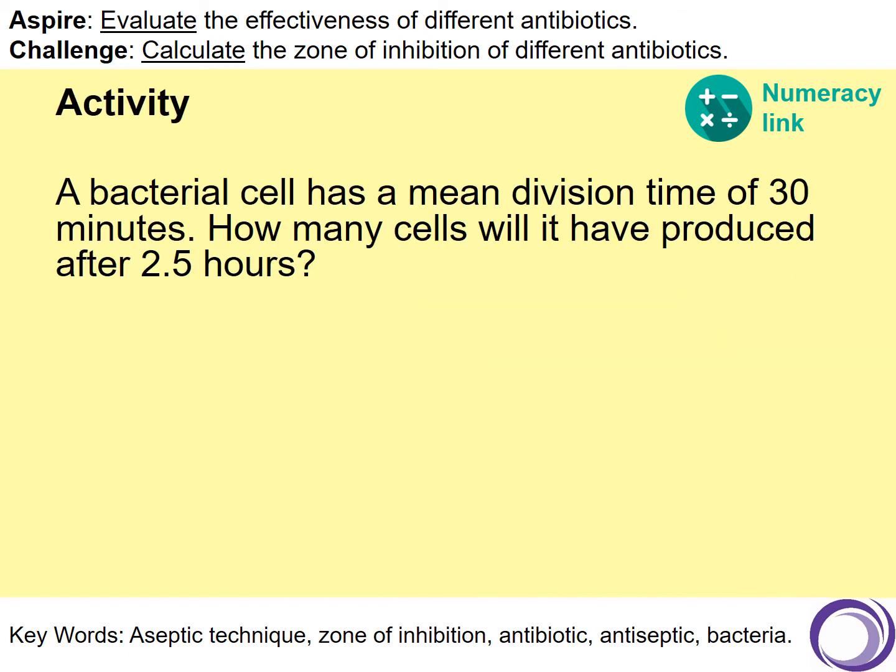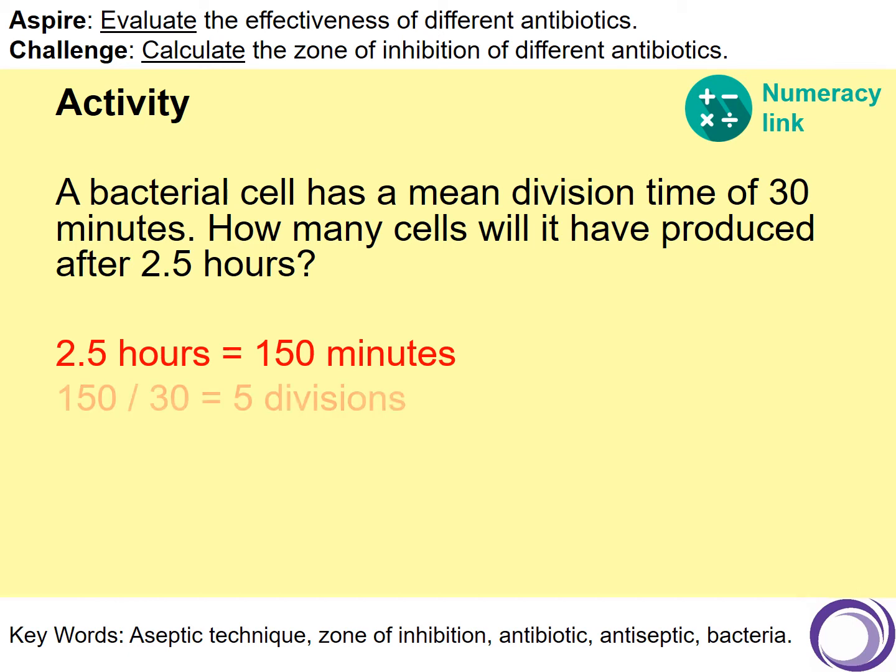Right, so this is how you would do it. 2.5 hours is 150 minutes. You need to convert it into the right time frame. So we've had hours, but you're talking about how many times it divides in 30 minutes. So that would be 5 divisions. So that's how many times it can divide.